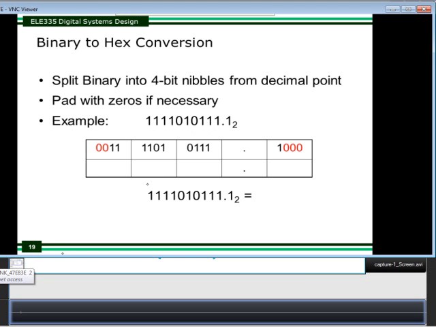So binary to hex conversion is still pretty easy. We simply have to split our binary into 4-bit nibbles from the decimal point outwards, and then pad it with zeros if necessary. So if this is our binary number, guys, please don't talk.